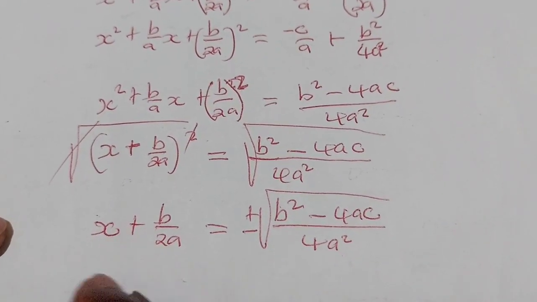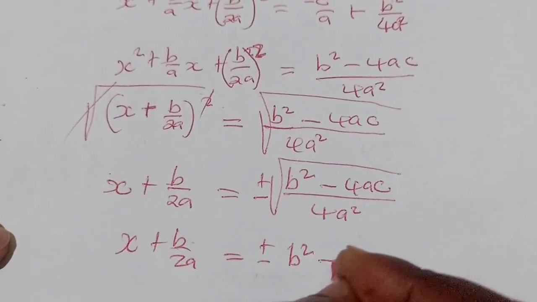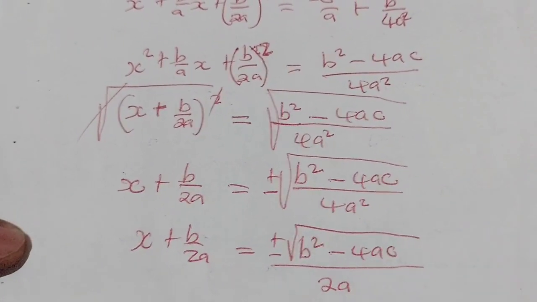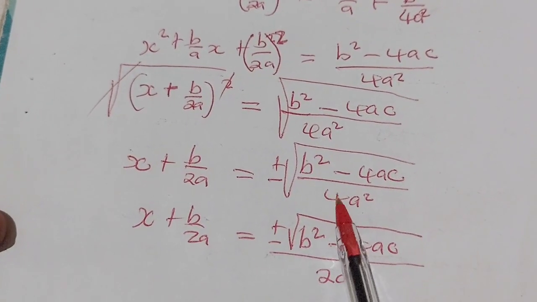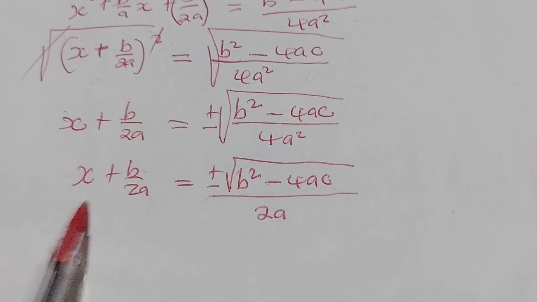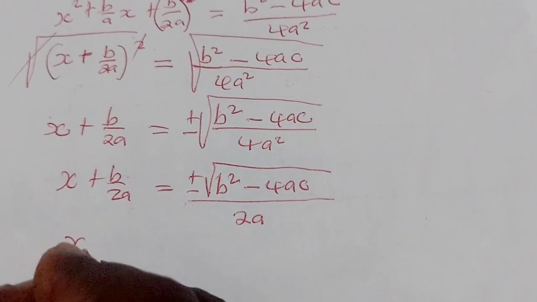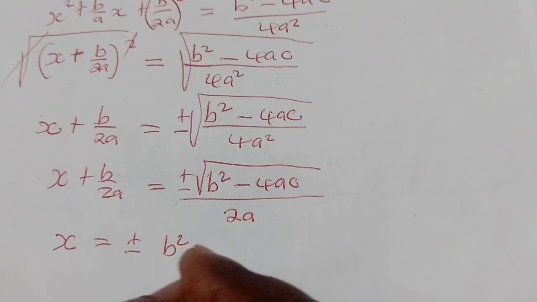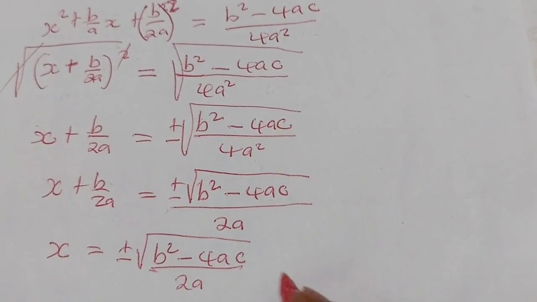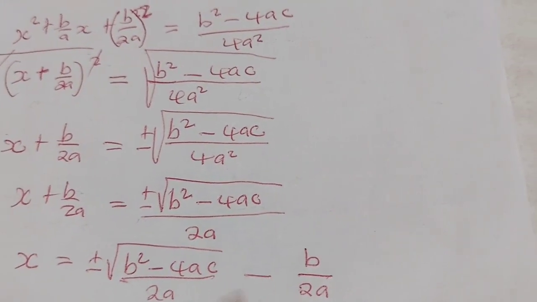If we work out this root, then it is going to be x plus b over 2a equals plus or minus the square root of b squared minus 4ac on top over 2a. Since we have done the square root, we are done with this 4a squared with the square root. Now, since we want to get the value of x, that means we are going to make x the subject of the formula, meaning we are shifting this part to the other side. So we are going to say x equals plus or minus the square root of b squared minus 4ac over 2a, minus b over 2a. It is going to carry a negative sign here because here it is positive.